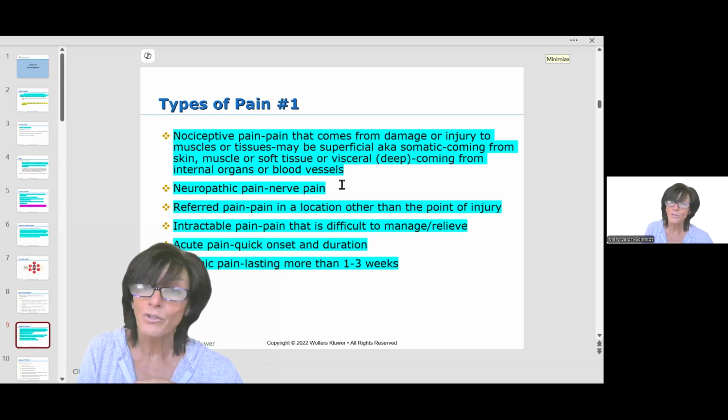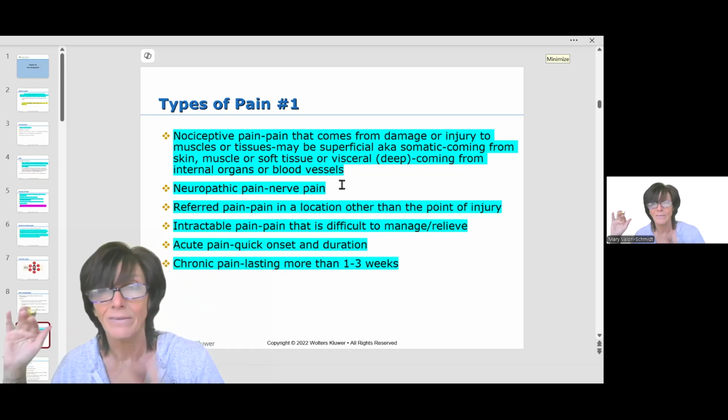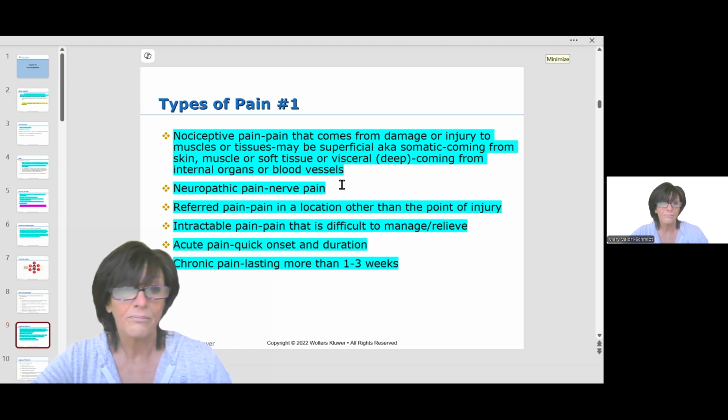Quick onset, quick duration. Chronic, it's going to last. It's more than 1 to 3 weeks, usually 3 months or more. Okay.